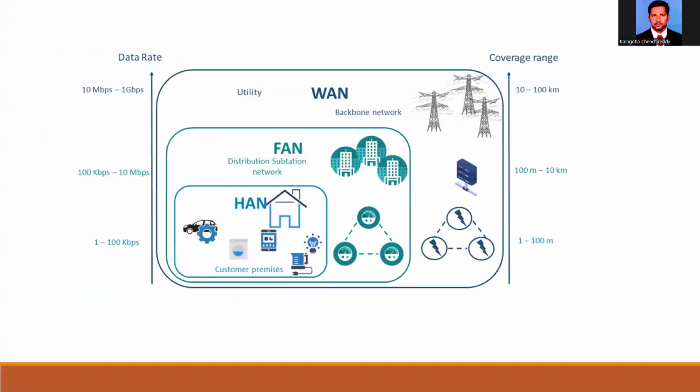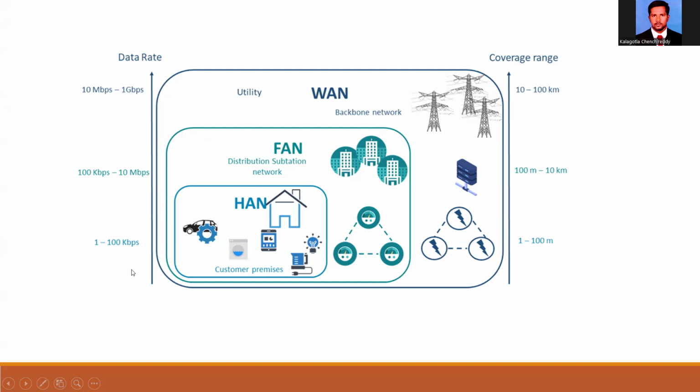Next, this is the diagram comparing the home area network (HAN), the local area network, and the wide area network. In this diagram, for the home area network the distance is 1 meter to 100 meters. For the local area network, the range is 100 meters to 10 kilometers. Next, the wide area network ranges from 10 kilometers to 100 kilometers.